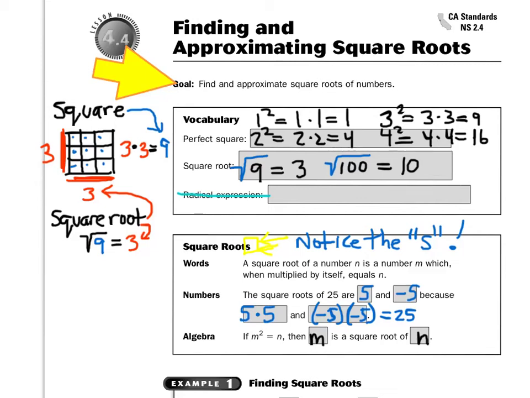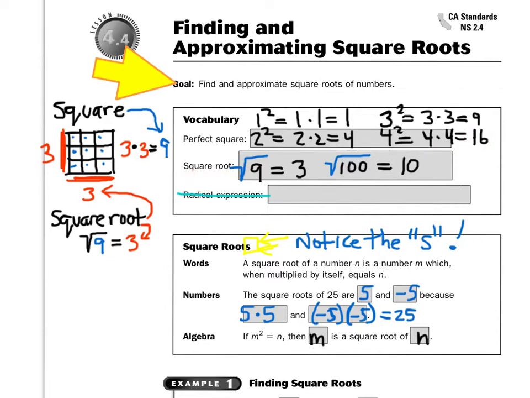Hello, you guys. Let's talk about finding and approximating square roots. Take a look at this first vocabulary term, a perfect square. A perfect square is when you have a nice, easy whole number like 1 and you square it. So 1 to the second power means 1 times 1, which is 1. 2 to the second power means 2 times 2, which is 4. 3 to the second power means 3 times 3, which gives us 9. And 4 to the second power means 4 times 4, which gives us 16.